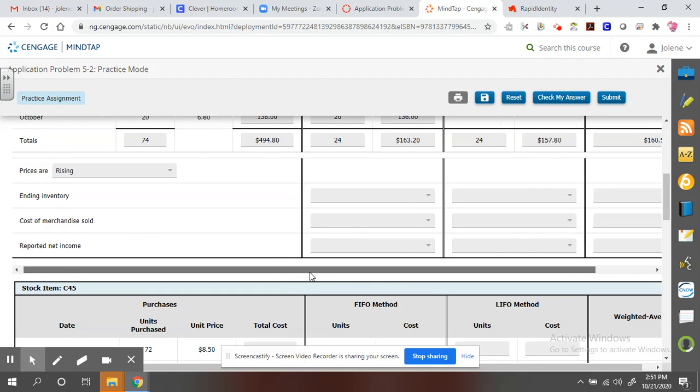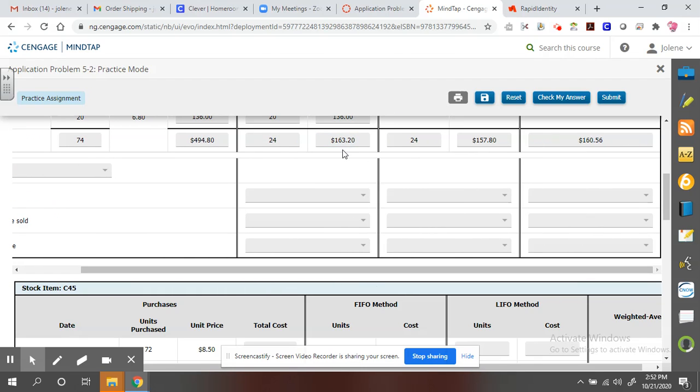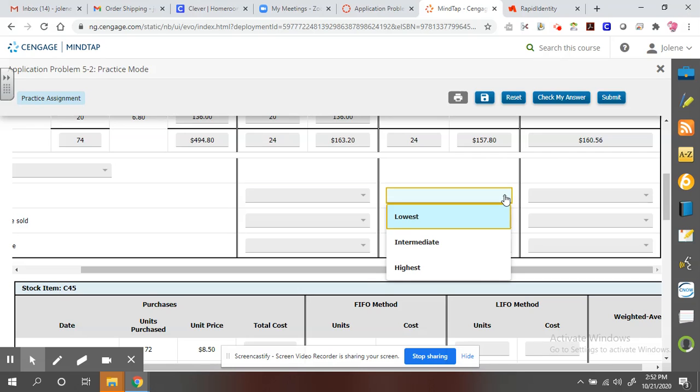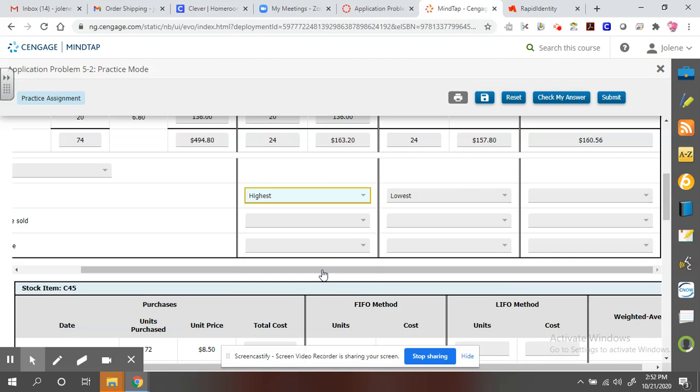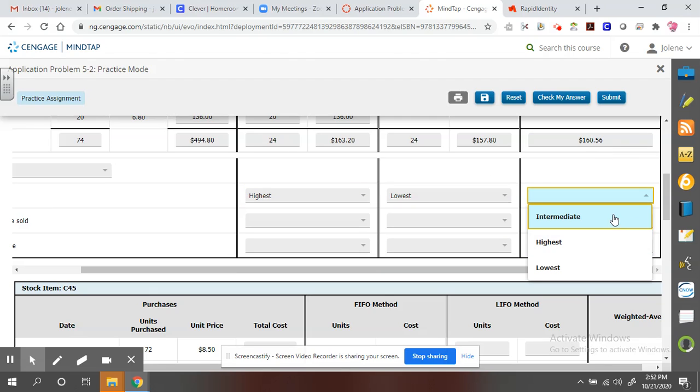Ending inventory. This is my ending inventory if I look at FIFO, my ending inventory if I do it with LIFO, and my ending inventory if I do it with average. So it's asking which one, I have to rank them: lowest, intermediate, and highest. So this is my lowest dollar amount. So that's going to be lowest. This is my highest dollar amount. This would be in the middle. Well, that makes sense. This is the average. It should be in the middle.